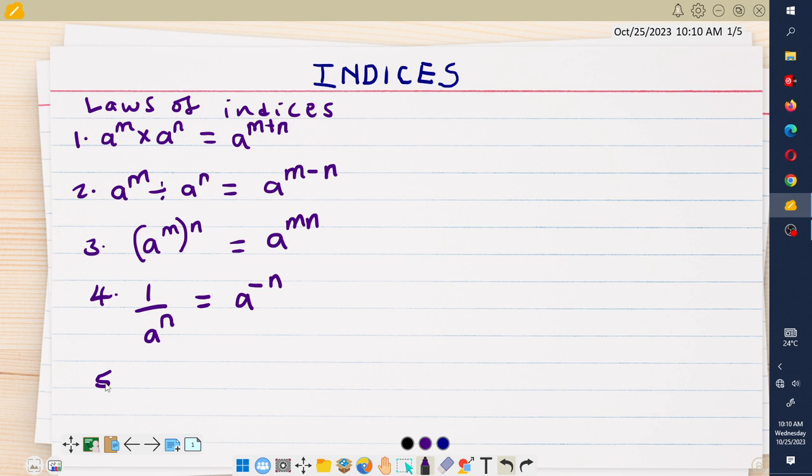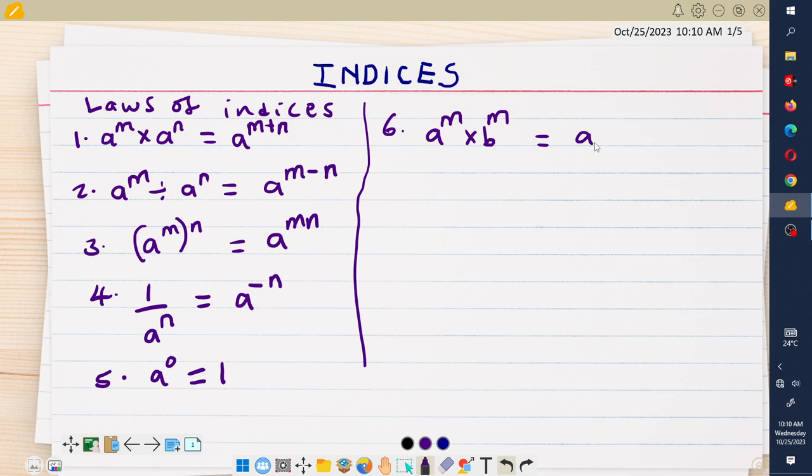Then the fifth law states that if you have a to the power of 0, this one is always equal to 1. So you can add other laws. Let me add the sixth law, which states that if you have a to the power of m, then you multiply with b to the power of the same m, this one is the same as saying a multiplied by b, then the whole thing we take to the power of m. It's just like we are factoring out the power.